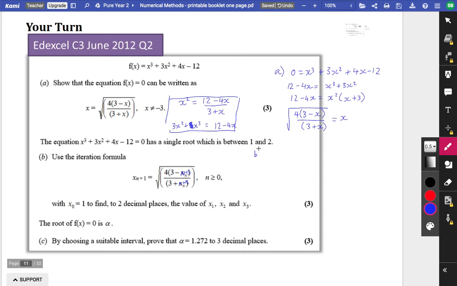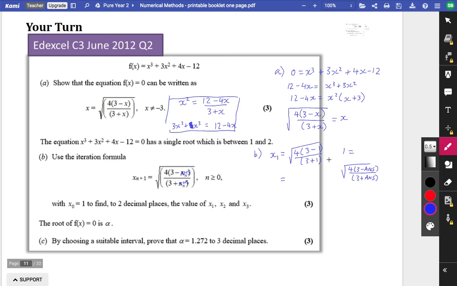So for part B of the question, for my value of x1, I'm actually going to show the substitution to get that method mark. It's going to be the square root of 4 brackets 3 minus, and it says the starting value is 1, and that's all going to be over 3 plus 1. But what I'm going to type into my calculator is I'm going to press 1 equals to get the answer, and then I'm going to say 4 brackets 3 minus answer over 3 plus answer, and then I can just keep pressing equals to find these values.